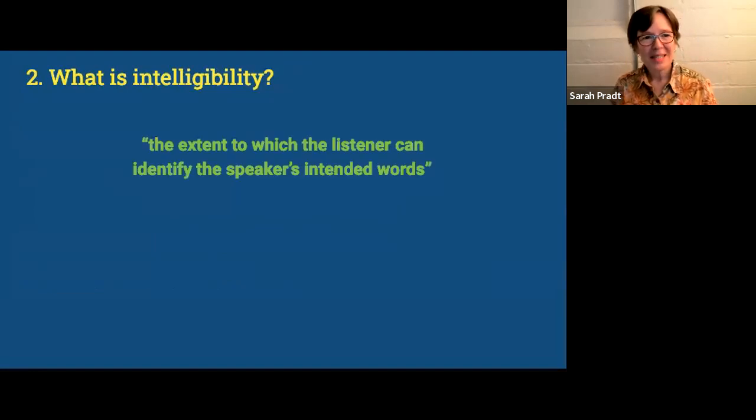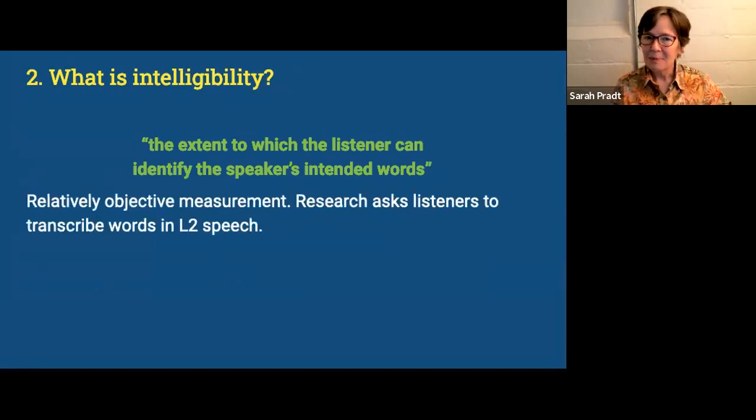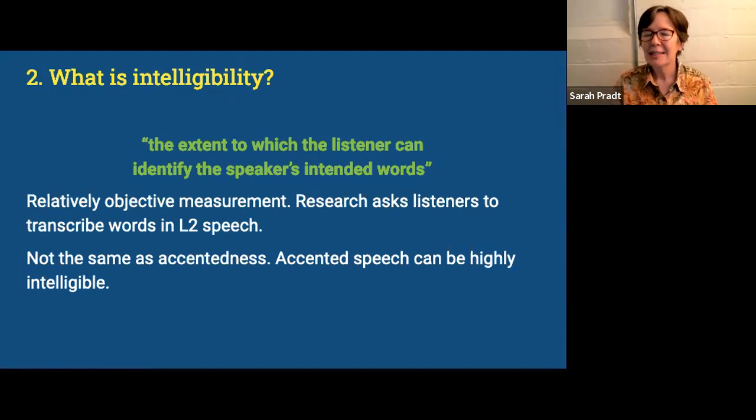Here's a definition: the extent to which the listener can identify the speaker's intended words. It's not the same as accent. This is an objective measurement, relatively speaking, and researchers typically measure this by having listeners transcribe the words they are hearing in L2 speech. So you can measure it, right? You can see if it's happening or not, but it's not the same as accentedness. It's not the same as accent.